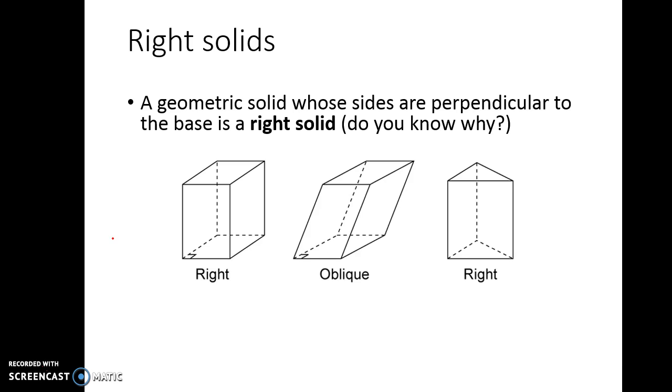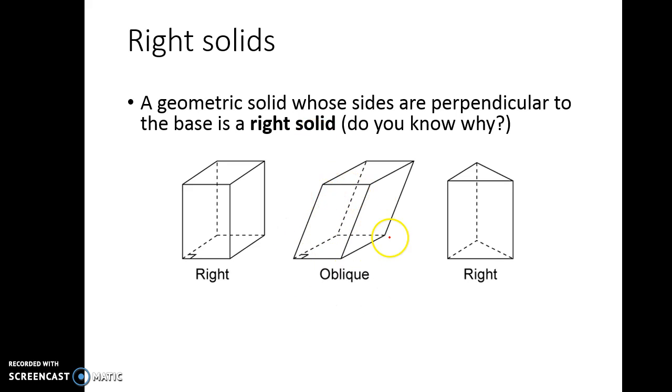A right solid is a geometric solid whose sides are perpendicular to the base. Here you can see a rectangular prism that is a right solid. Its sides, these faces, are perpendicular to the base and the top. And here's a triangular prism that's also a right solid because these rectangular sides are also perpendicular to these triangles, although it's a little bit harder to see.